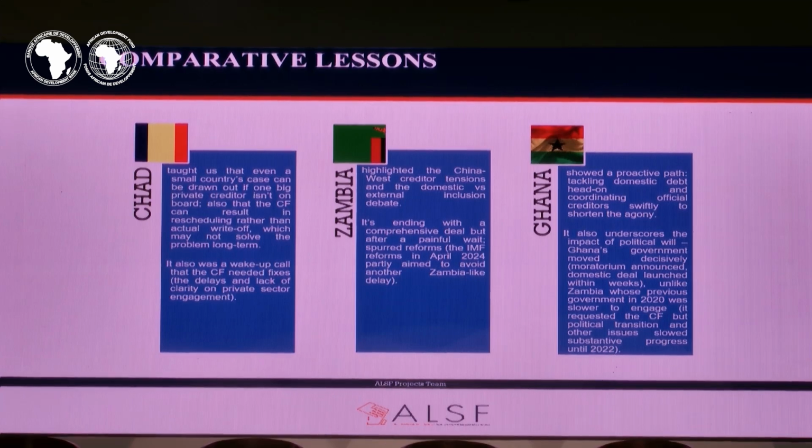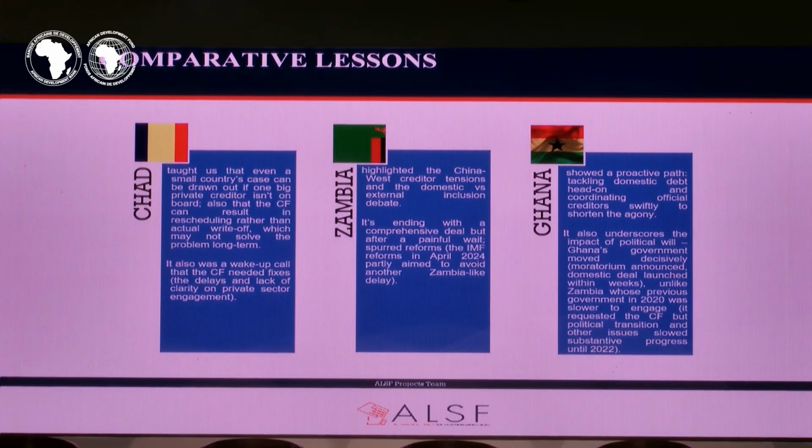And so I noted here that Chad taught us that even a small country's case can be drawn out if one big private creditor isn't on board. Also that the common framework can result in rescheduling rather than actual write-off, which may not solve the problem long term. But it seems that in Chad's case, it sort of solved most of the problem because the oil price clause was able to assist with payment structure.